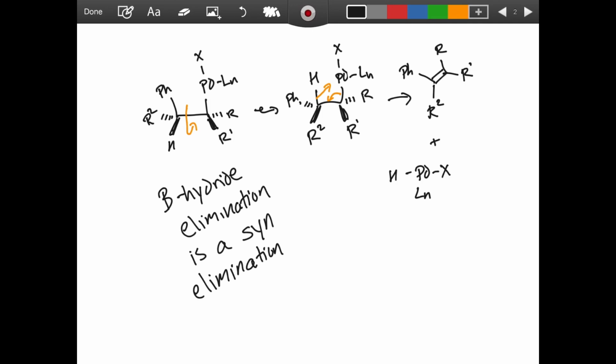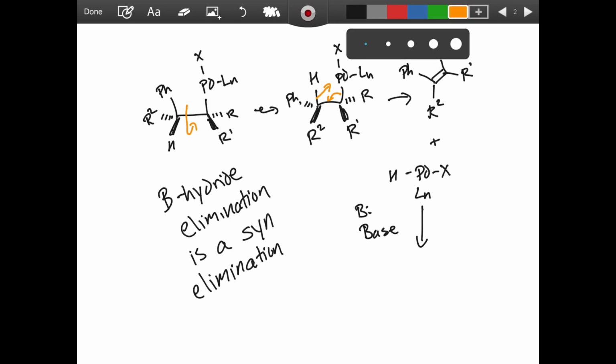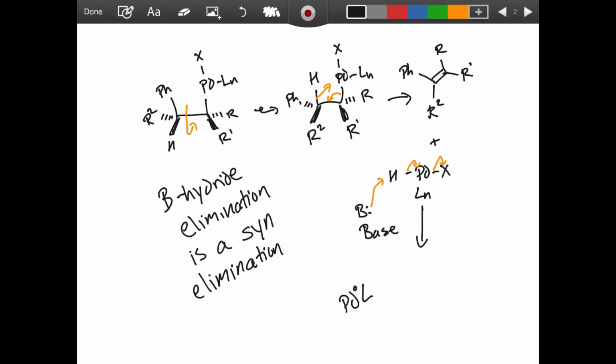So you can think of this next step as happening kind of one of two ways. You can either, A, think of it as the base coming to help grab the hydrogen and push off the halide to get you back to your palladium 0 with your ligands around it, plus base H positive, plus X minus.